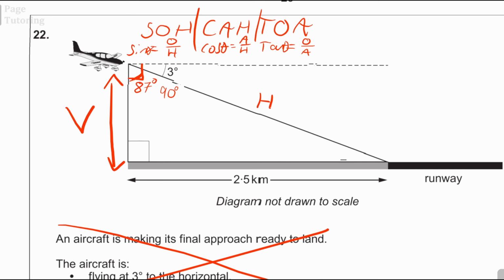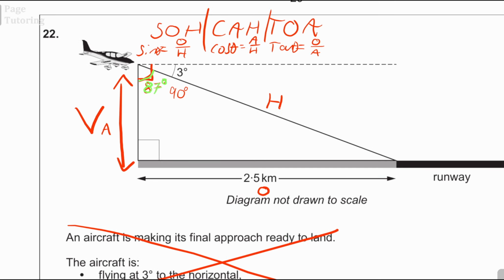So this angle, I'll do that in green actually to make it easier. This angle here is 87. Okay, so now we have an angle, which means we can label our opposite side. Opposite to the angle is this side here, the 2.5 kilometers, and adjacent to our angle is our V. So we want to find our adjacent, and we've got our opposite.